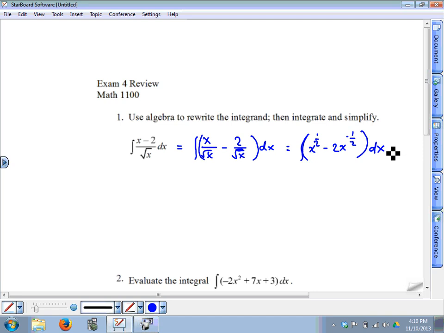Now we can take the integral. We can take separate integrals now since we have two separate terms. This can be the integral of x to the 1/2 dx minus 2 times the integral of x to the negative 1/2 dx.